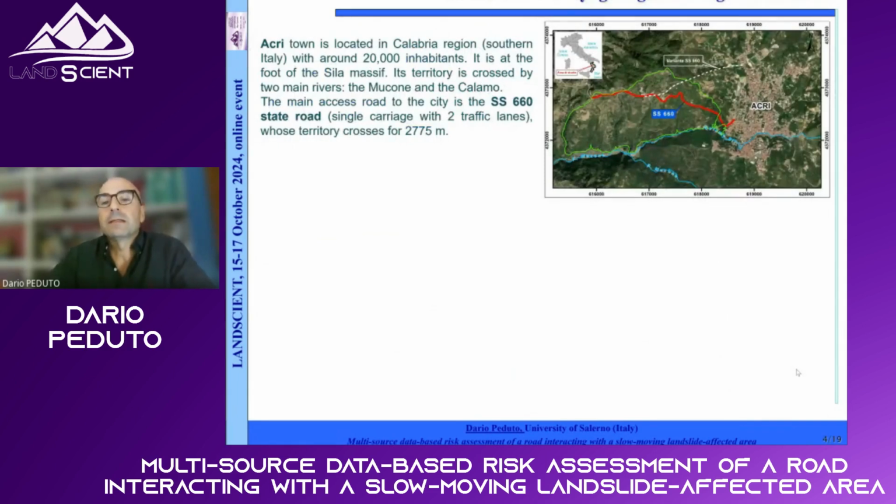The study area that today I want to show you is located in southern Italy, specifically in Calabria region, and this area is a town. The name is Acri, with 20,000 inhabitants. The area of interest is this green area that is a deep-seated gravitational slope deformation, on which the exposed element in which we are focusing our interest, the Statal Road 660, crosses for approximately, let's say, 3 kilometers.